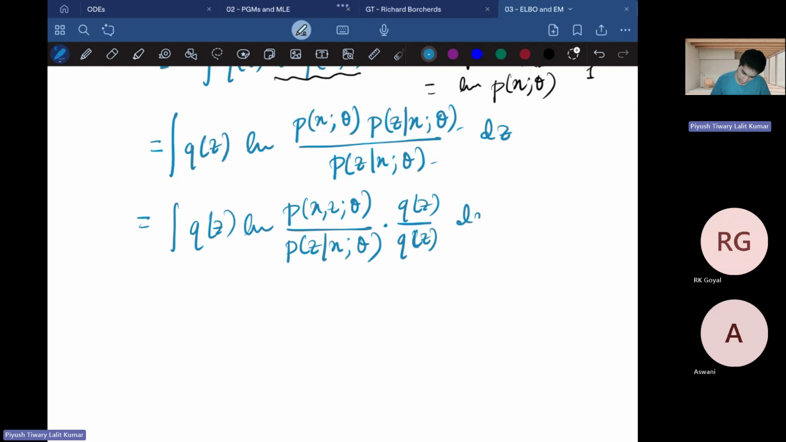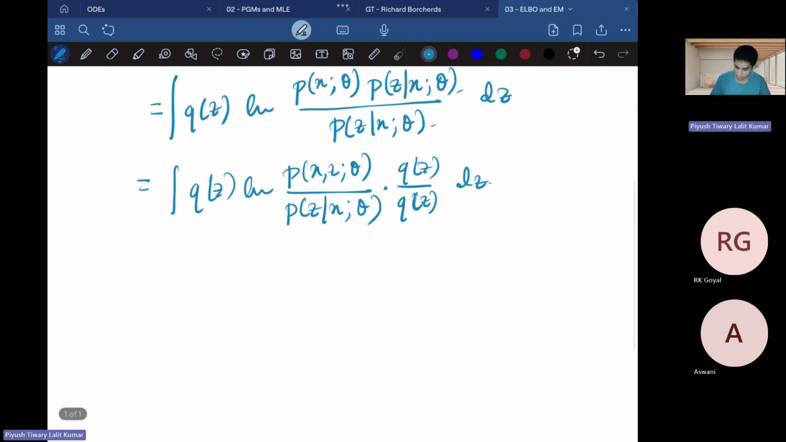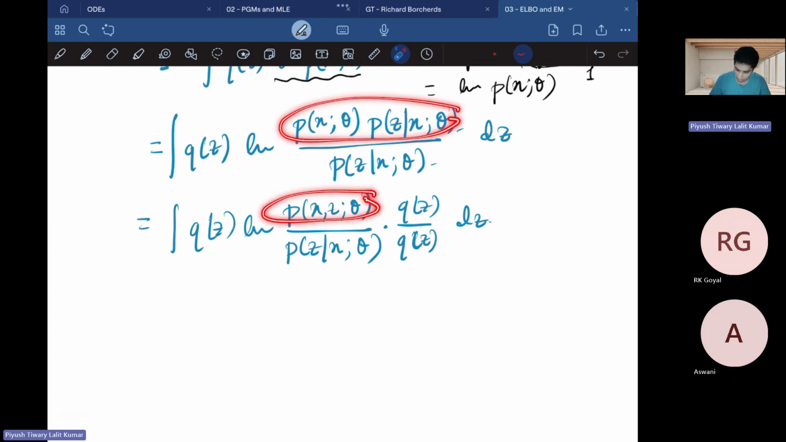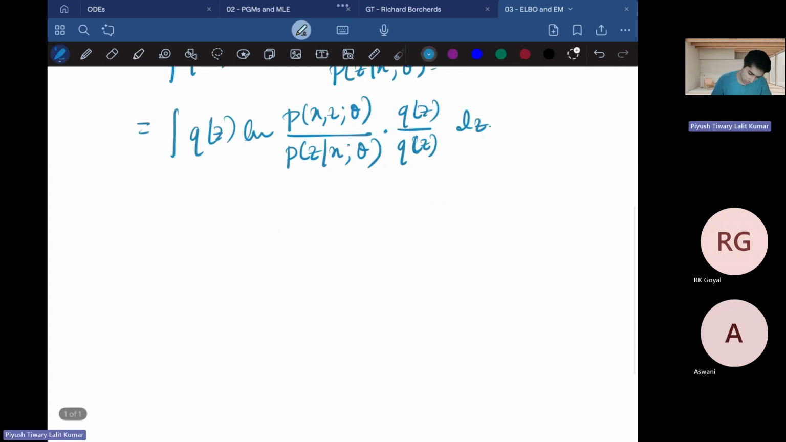And there is a dz outside. We are not touching that. So what we did was basically combine these two terms to write the joint distribution. The denominator is as it is, and then we multiplied and divided by q of z. So nothing changes.